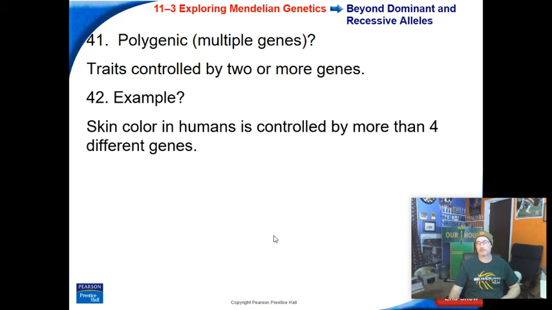An example, skin color in humans is controlled by more than 4 different genes. So as you can tell, humans have a variety of skin tones, okay? You have white, kind of pale, like me, and we're coming out of winter. When it gets into the summer, my skin color will change to a darker one because I have a lot of melanin. I have Greek ancestry, and Greeks live closer to the equator, and they have more melanin in their skin. Therefore, I will become darker as the sun gets higher in the sky.